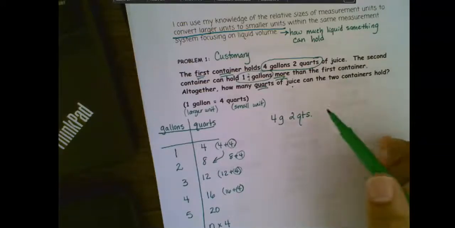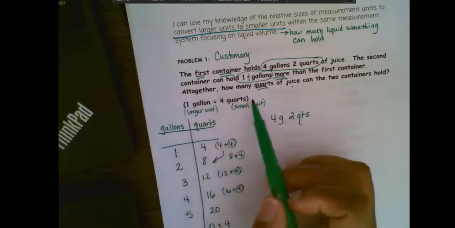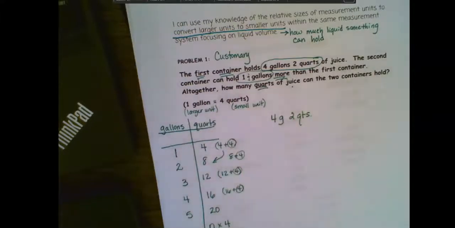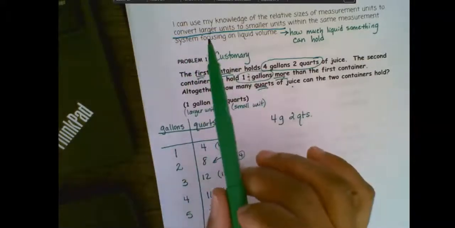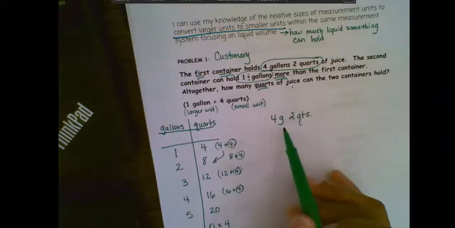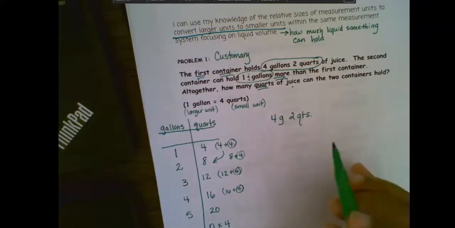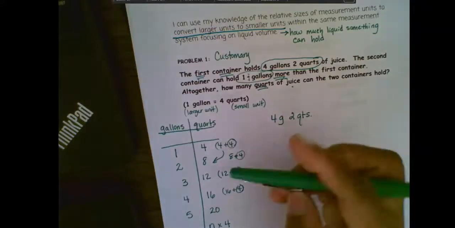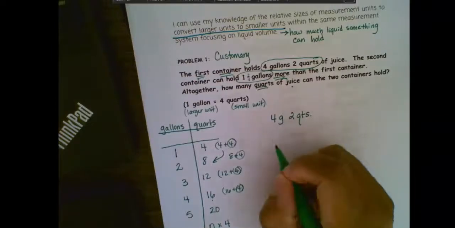And I need to convert this to quarts, because it says altogether how many quarts of juice can the 2 containers hold. And my I can statement again tells me that I'm converting larger units to smaller units. So I need to convert this 4 gallons to the smaller unit in the customary system. So when I look over here at my 2-column table, I know that 4 gallons equals 16 quarts.